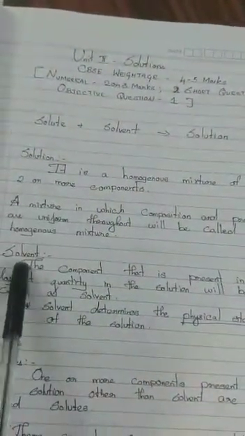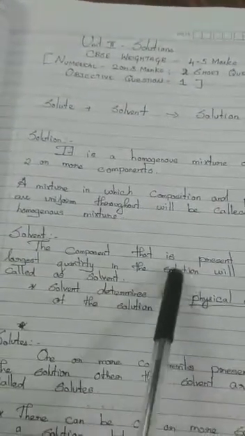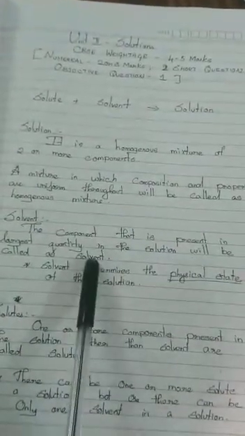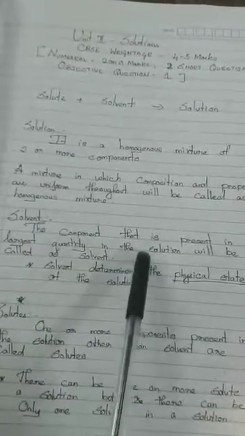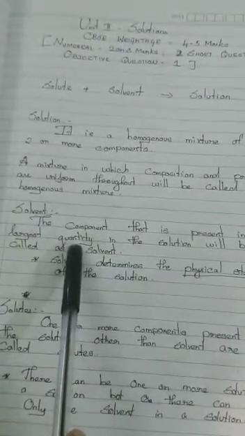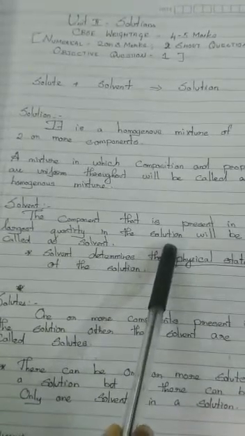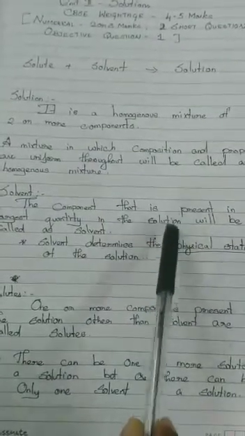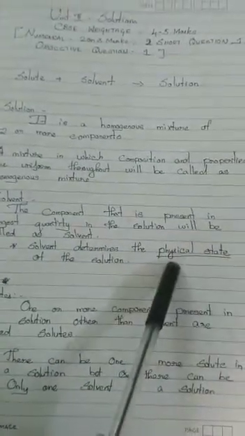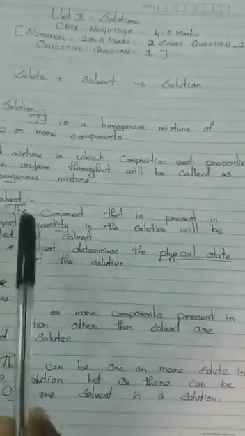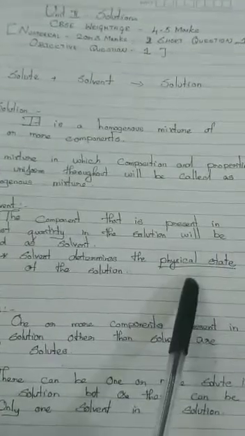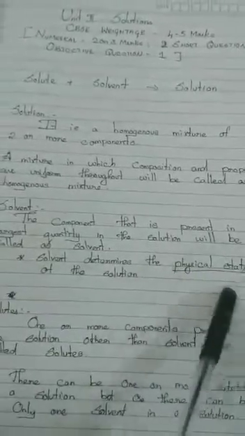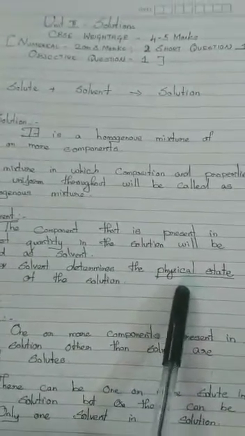Next, let's see about solvent. The component that is present in the largest quantity in the solution will be called the solvent. In a solution there can be only one solvent, and this solvent will determine the physical state of the solution. If the solvent is in the liquid state, then the resulting solution will also be in the liquid state. If the solvent is a gas, the resulting solution also will be in the gaseous state.